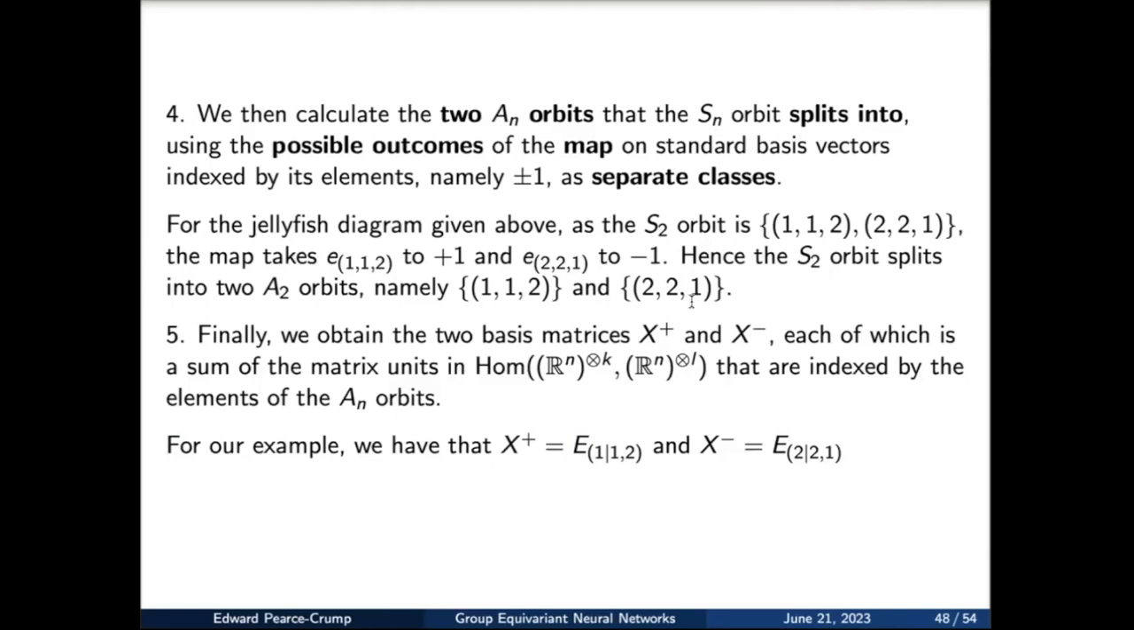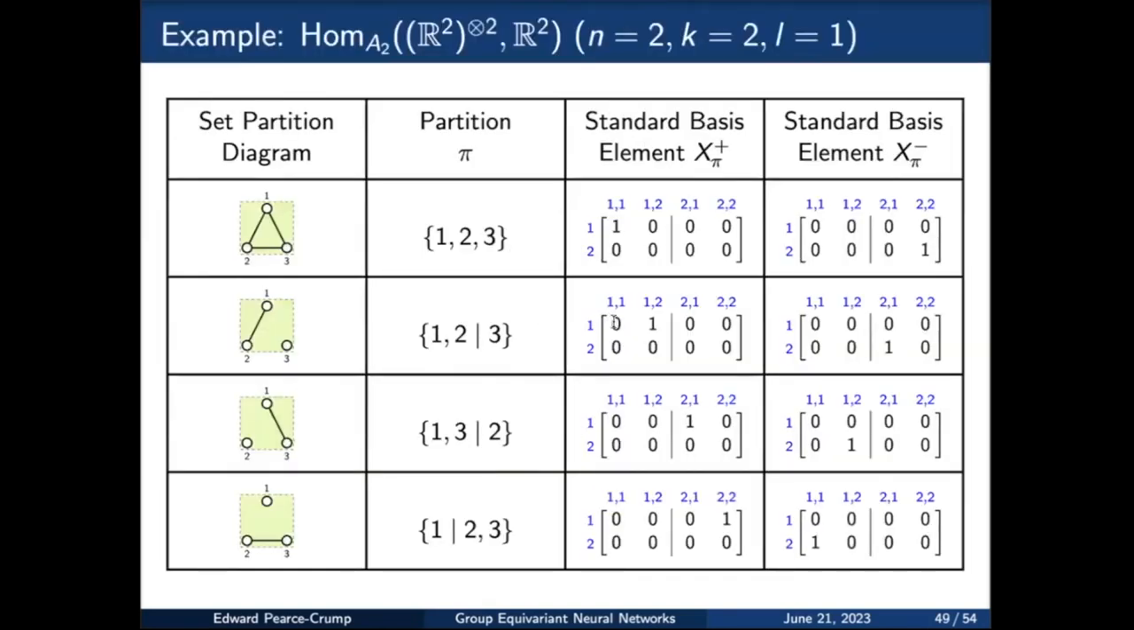And to find the matrices themselves, you just reshape this into the correct form, effectively pulling the nodes up to the top again, or just applying the correct bracket delimiter in the right place, and take a sum of the matrix units indexed by the elements of the individual orbits. But of course, because there's one element in each orbit, it's just going to be the matrix units themselves. And you do this for each set partition that splits, right? So ultimately, you're going to get this. Here was our example that I've just shown you, and here are the two matrices. This is E_112, and this is E_221. And if you do it for the other ones, you're going to get two matrices each. So you're going to get a basis of eight elements for this space.